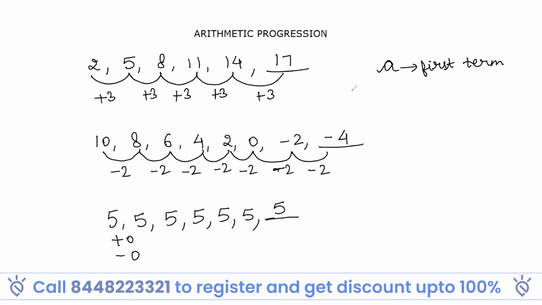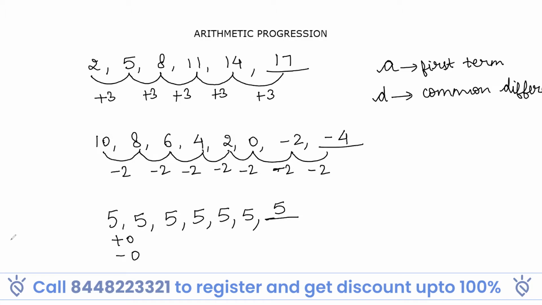And the common difference, that means the fixed number which we are adding every time, is denoted by small d. That's the common difference. Now, please notice, children, here the arithmetic progression can be either a finite series or an infinite series. It can either have finite terms or infinite terms.